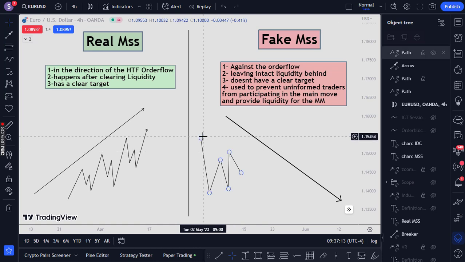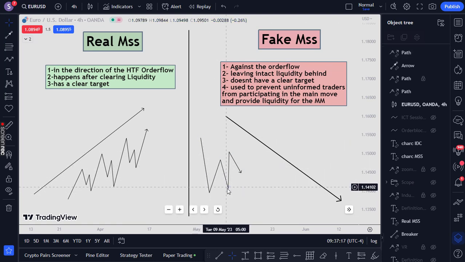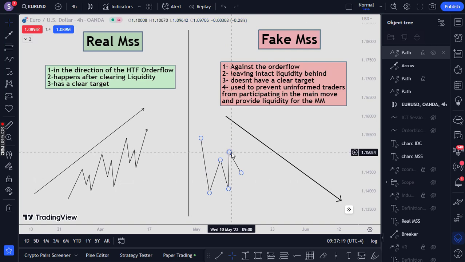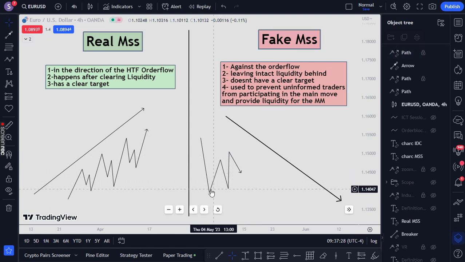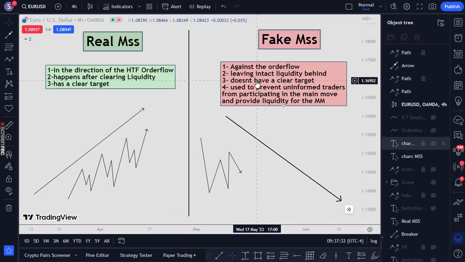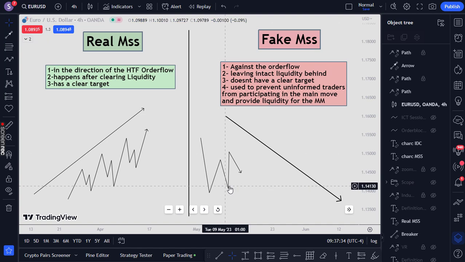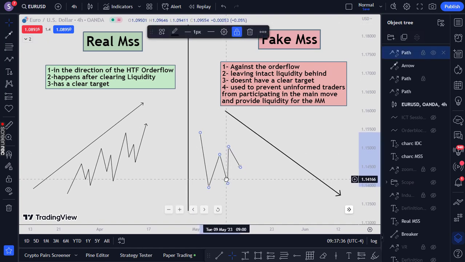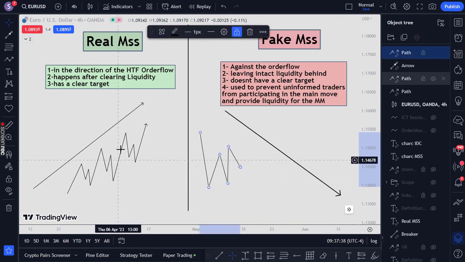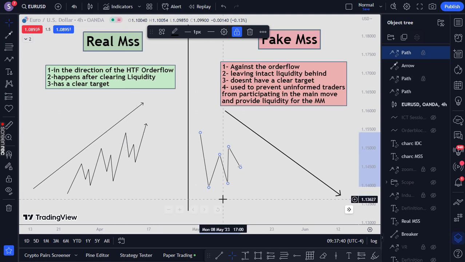So the market trades lower, retracing, continues lower, and then a displacement happens. You can see that this displacement left liquidity here. You can see that there is liquidity here. This failed swing. So a fake market structure shift will likely leave liquidity behind. It didn't clear liquidity, not like this one. This one cleared liquidity and continued higher.